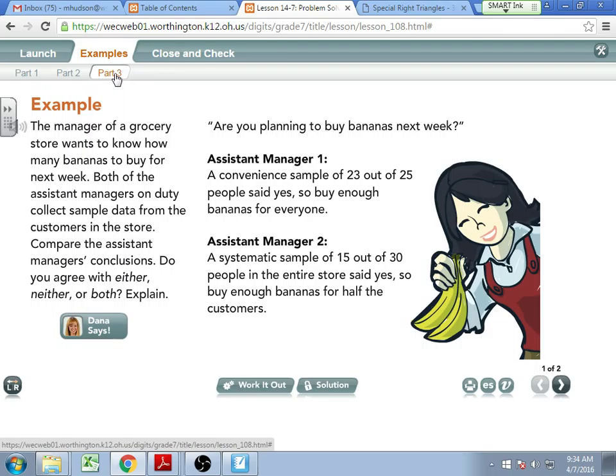So this manager stands in 2 different places and asks, are you planning to buy bananas next week? Let's look at the 2 different places. Assistant manager 1, the first location, took a convenience sample: 23 out of 25 people said yes, so buy enough bananas for everyone. But a systematic sample found that 15 out of 30 people in the entire store said yes, so buy enough bananas for half the customers. That found out that about half.